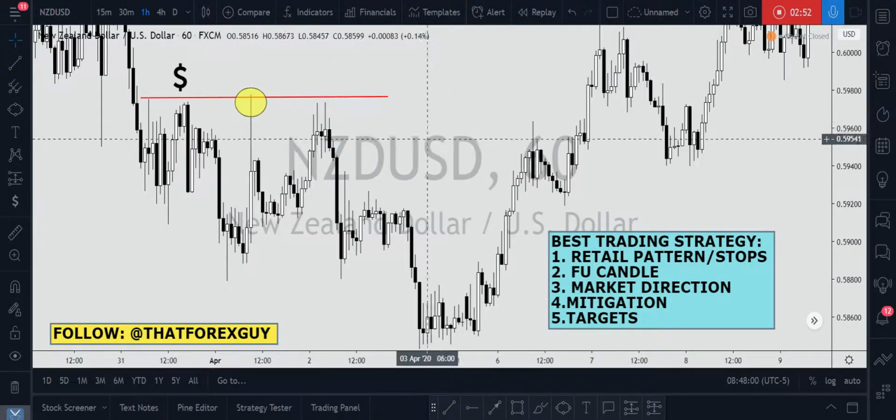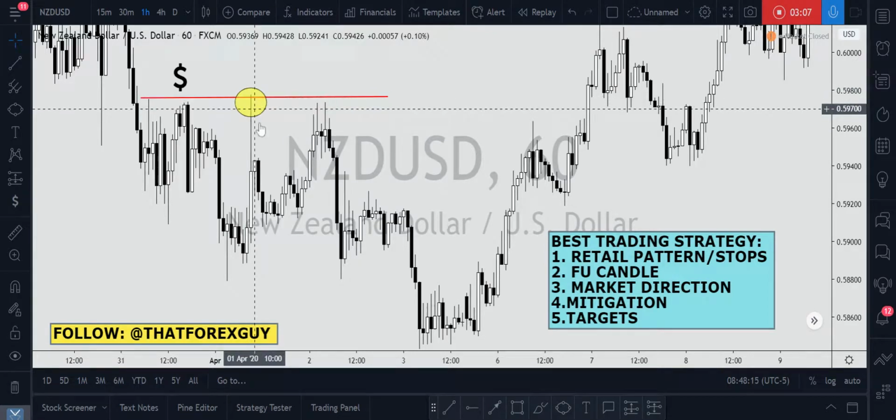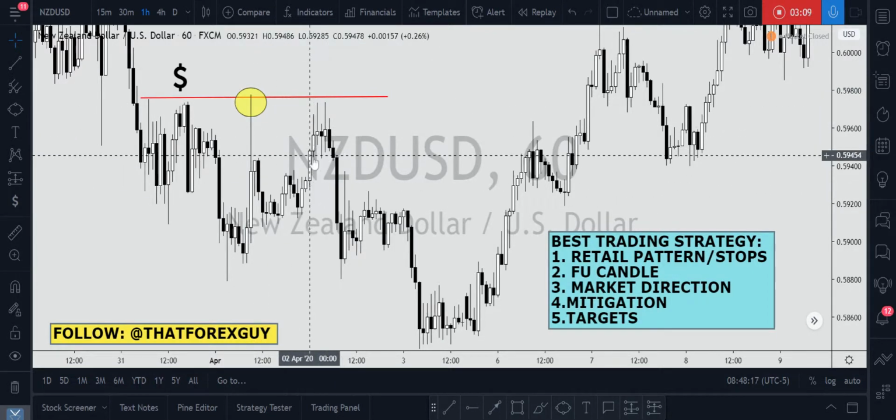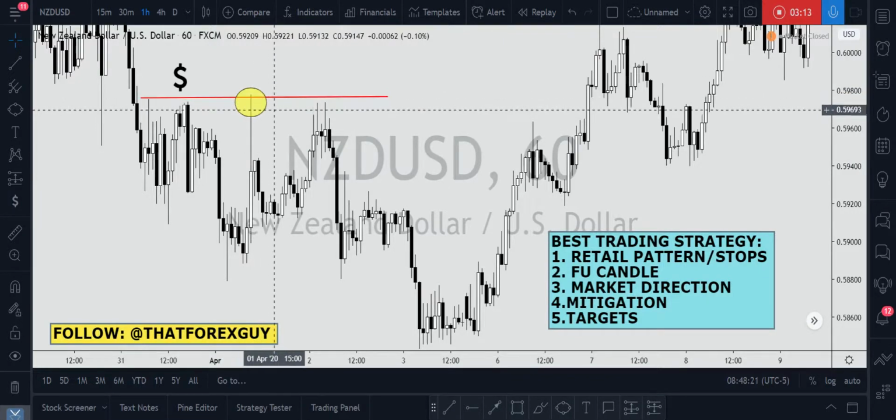Mitigation. Mitigation is basically that the banks need to buy in order to sell. So when this wick was happening, big banks were buying, buying, buying until all those stop losses were hit. And since there were no more sellers left in the market, it drops. And now the big banks can sell because they have no one to sell against.